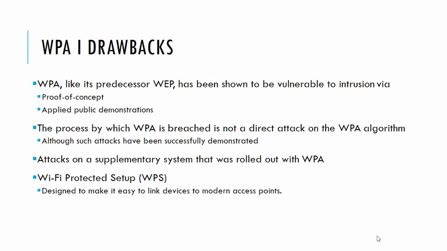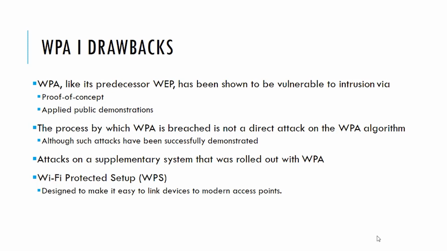In spite of this, WPA 1 had many drawbacks. Like its predecessor, it has been shown to be vulnerable to intrusion, both through proof of concept, theoretically, using research and papers, and through applied public demonstrations. The process by which WPA is breached is not a direct attack on the algorithm, although such attacks have been successfully demonstrated. The most common process for breaching WPA was attacking a supplementary system that was rolled out with WPA. This was the most common technique used to attack WPA.